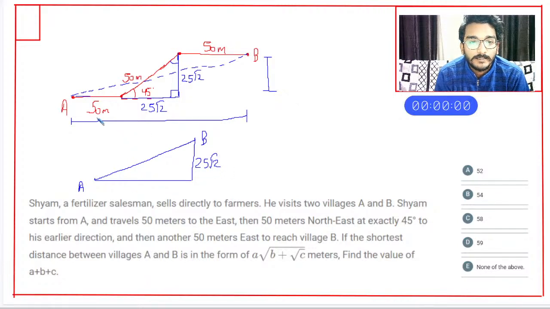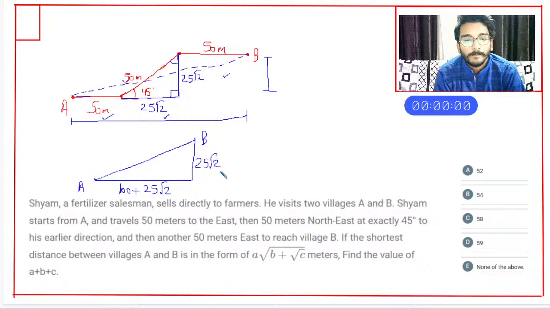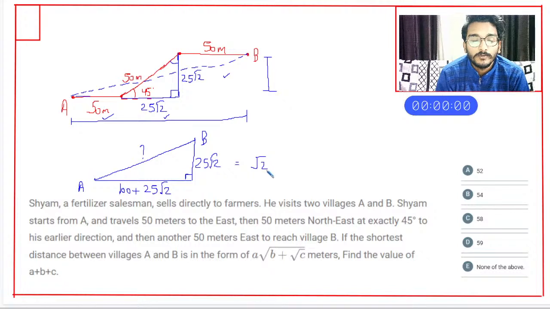And how much is the base? 50 plus 50, 100. 100 plus 25 root 2. And we have to find this AB. Again, I can see 25 can be taken common. I'm just removing this 25, and I will apply the Pythagoras over root 2.